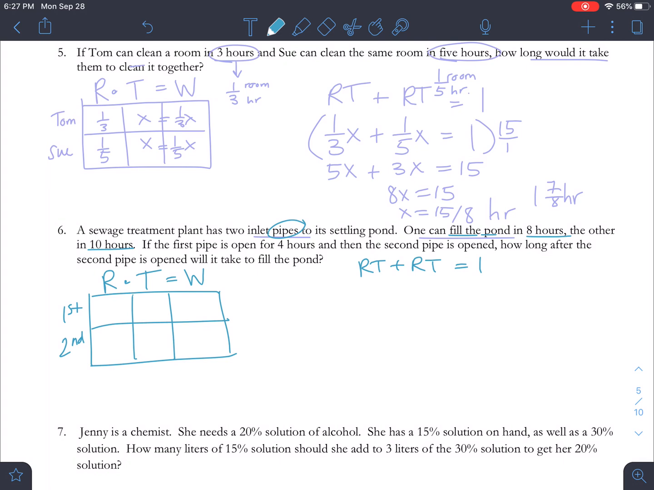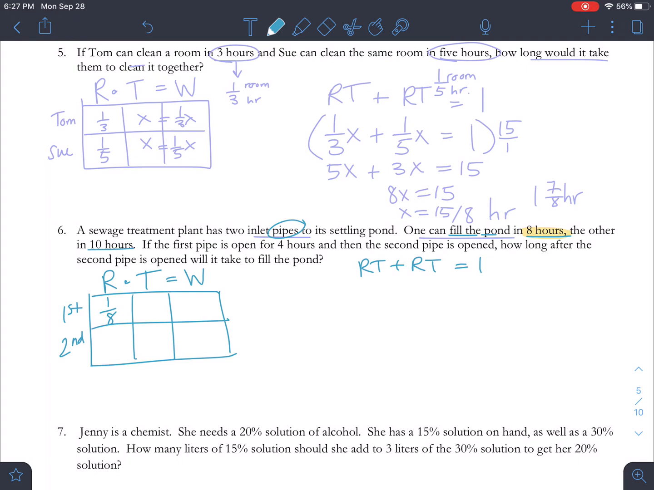Okay. Now, this one, a little bit different here. Hopefully we can come up with those rates. So if I ask you, I say, look back here, it says 1 can fill it in 8 hours. What would you guys say the rate is? How many ponds can it fill per hour? That would be 1 pond per 8 hours, right? Because it can do 1 pond in 8 hours.